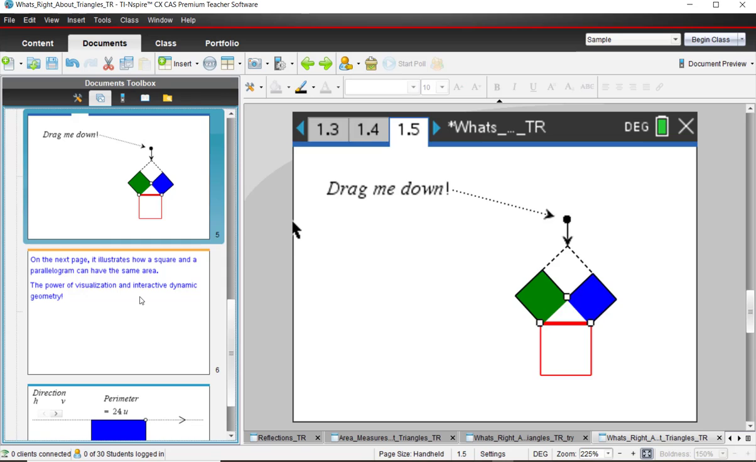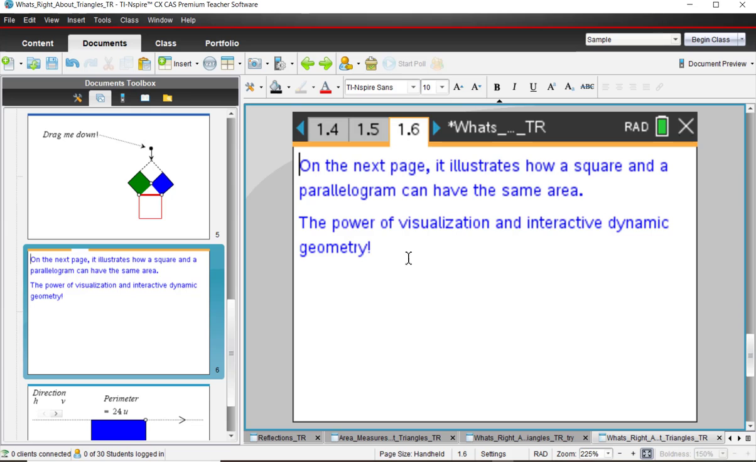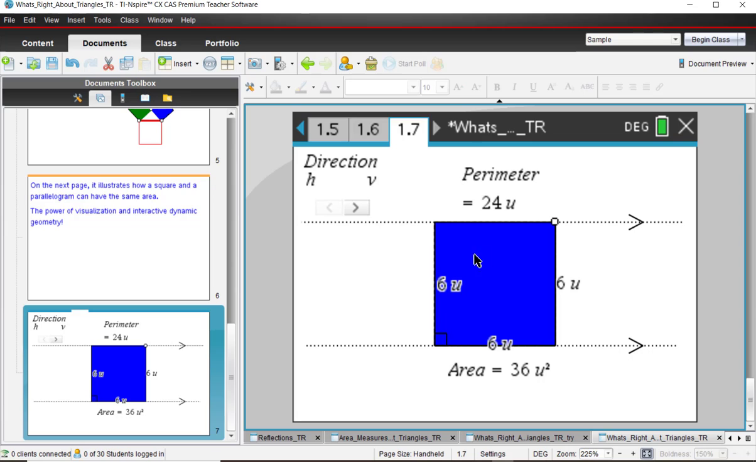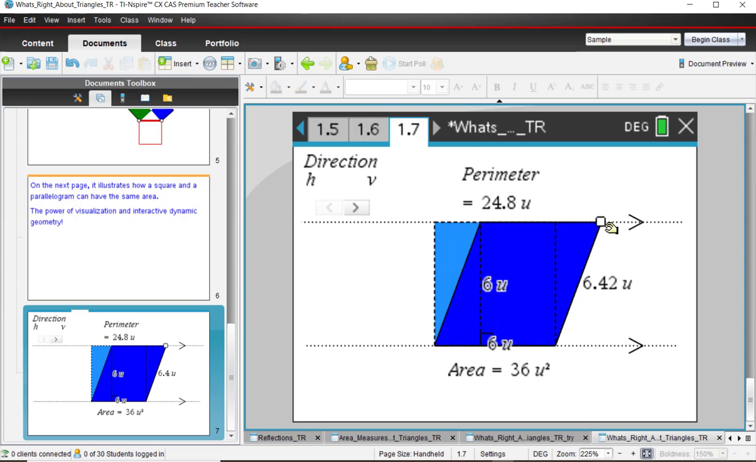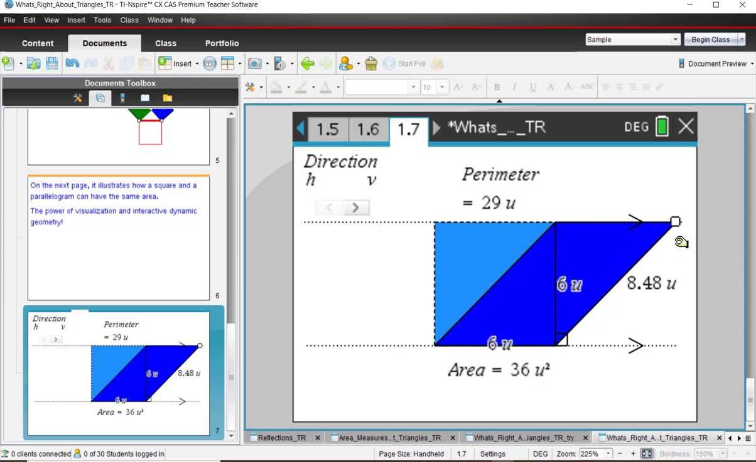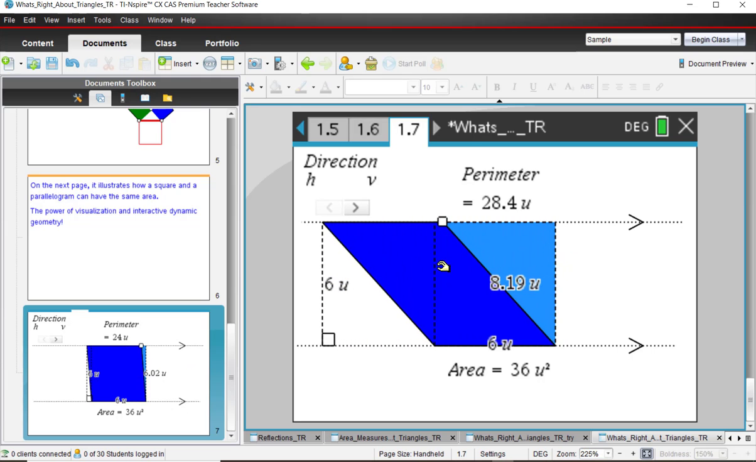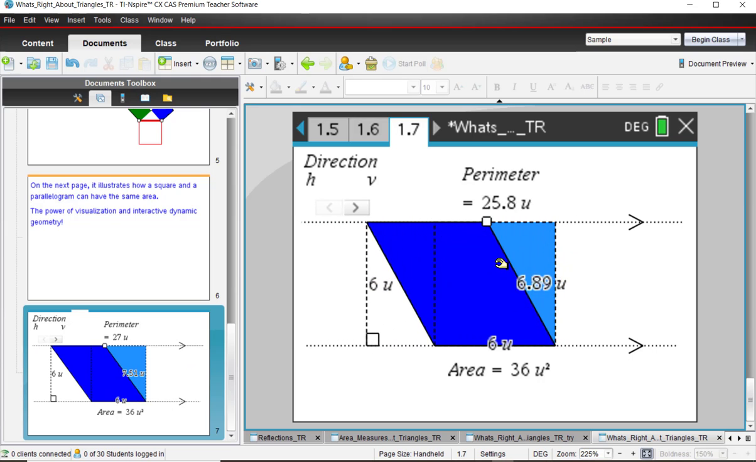Next page, 1.6, shows how a parallelogram and a square can have the same area. Let's go on to that last page. It shows me a square that has a perimeter of 24 units, but an area of 36 square units. I'm going to grab this white point, and as I do this, I'm starting to get a parallelogram look. Notice that the perimeter keeps changing, but the area is still 36. Why is that? Why is the area still 36? That dark blue and light blue have exactly the same area.